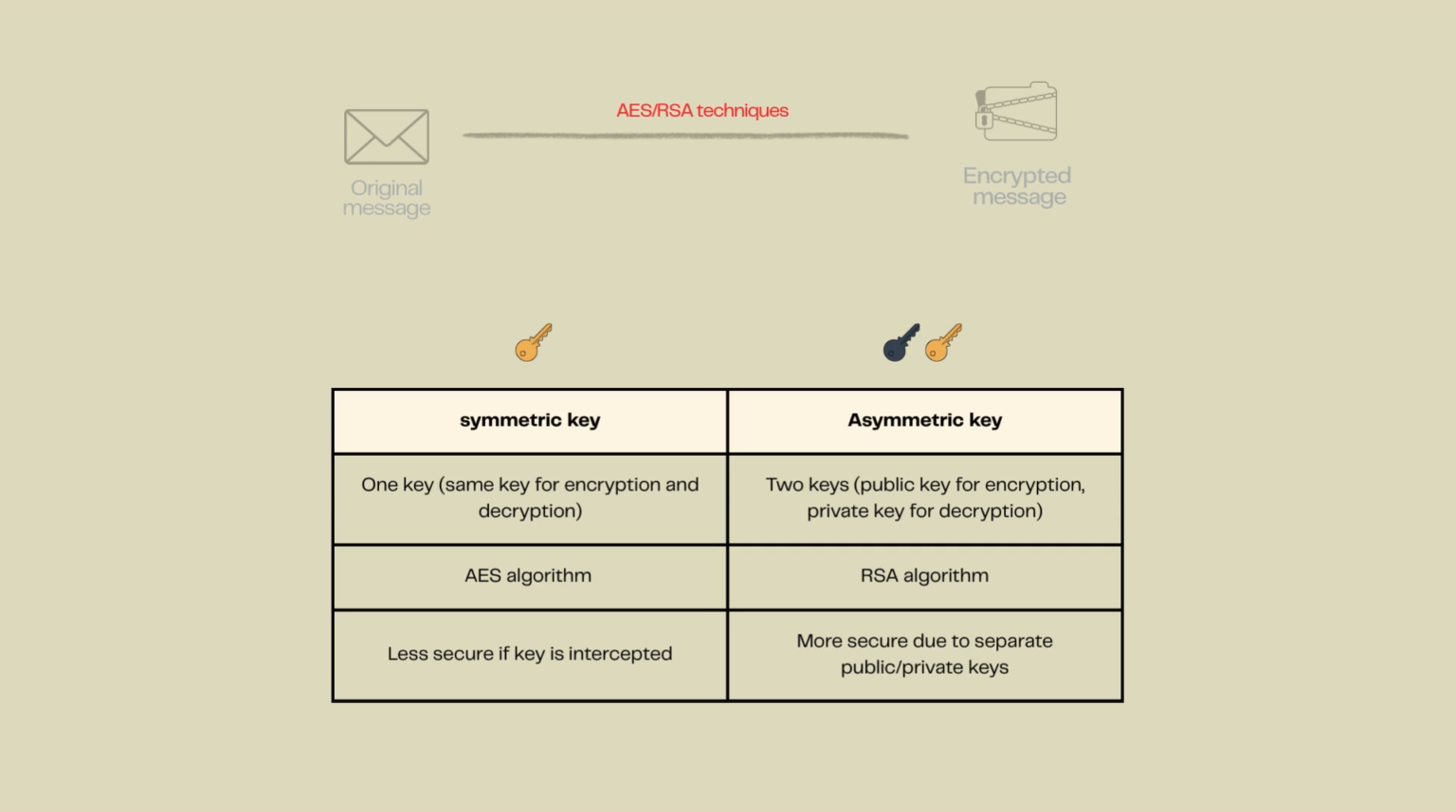In symmetric key encryption, only one key is used for both encryption and decryption, meaning both the sender and receiver must have the same secret key. Common algorithms used in symmetric encryption include AES. On the other hand, asymmetric key encryption uses a pair of keys, a public key to encrypt and a private key to decrypt, adding an extra layer of security, though it's slower in comparison. Algorithms like RSA and DSA are popular in asymmetric encryption.